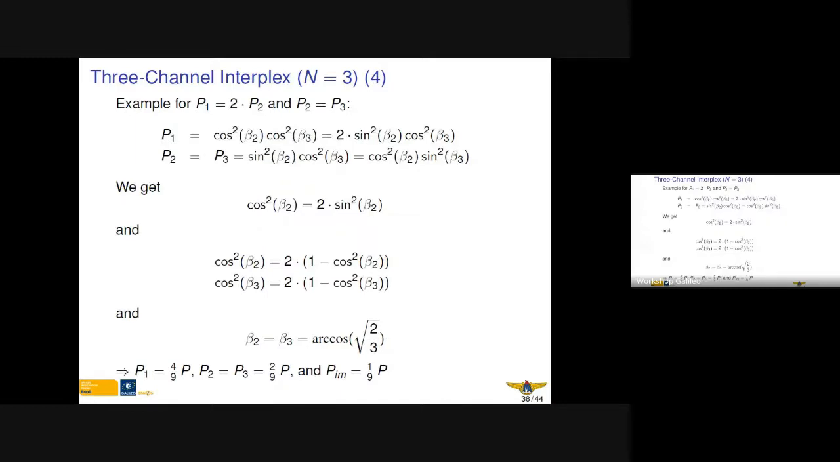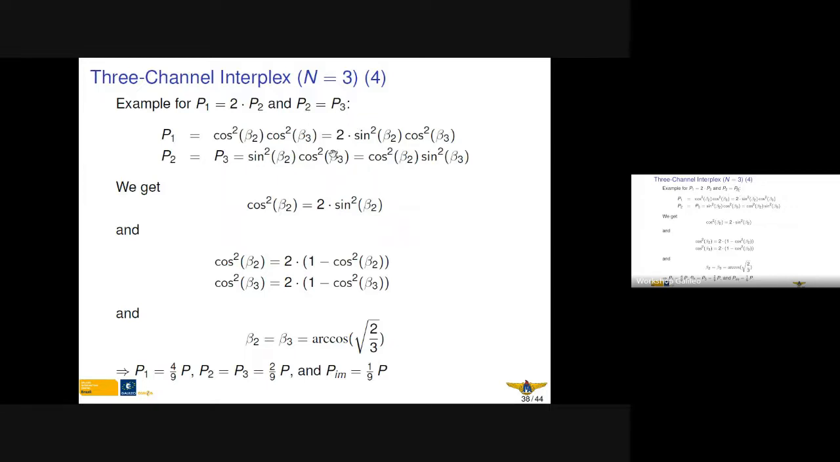If we look at the three signal interplex case now, how can we design these intermodulation angles? We can say, for example, that signal 1 has twice the power of signal 2, and signal 2 has the same power as signal 3.